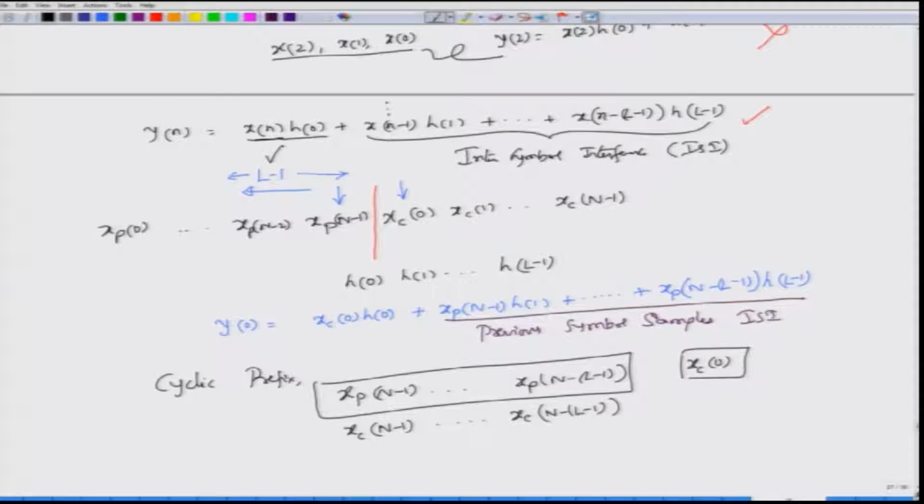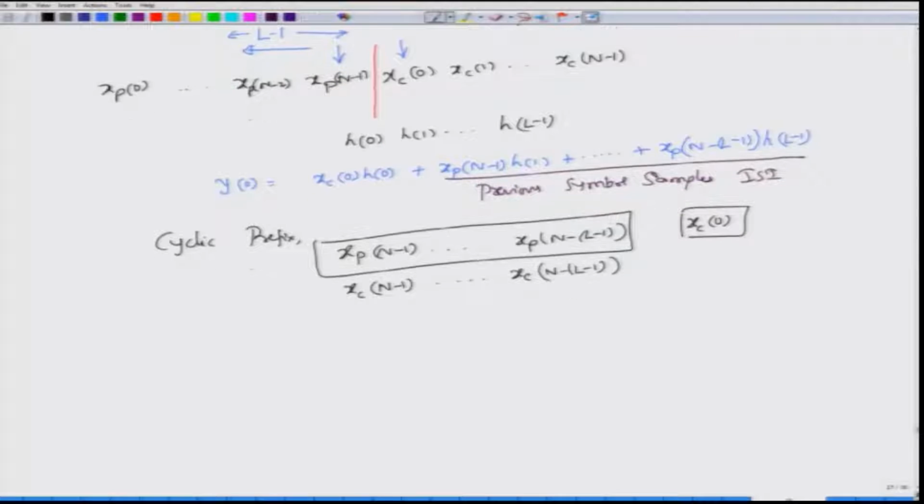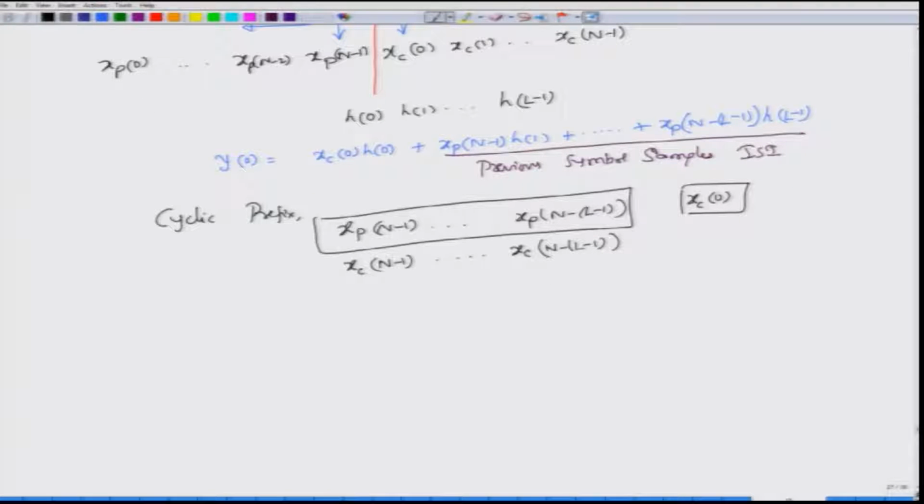So, at the point where you are looking at xc of 0, what you get is y of 0. You can see that y of 0 has L minus 1 ISI samples. You can write down y of 0 as xc of 0 plus the previous symbol samples, which are L minus 1 samples of the previous symbol contributing to the inter-symbol interference.